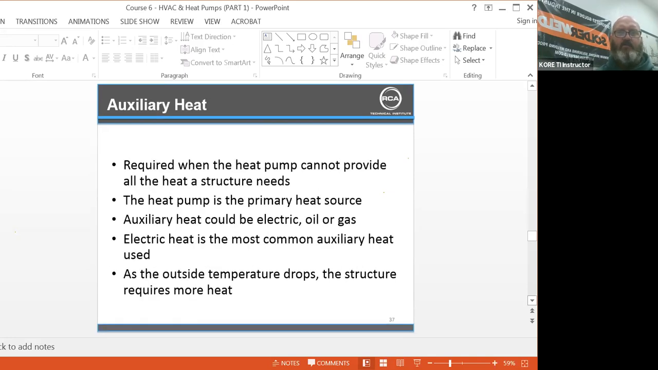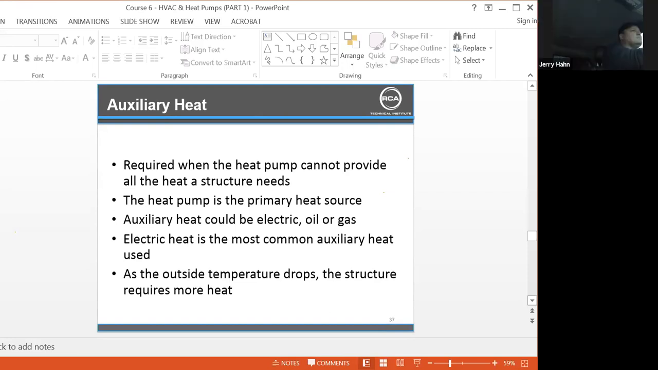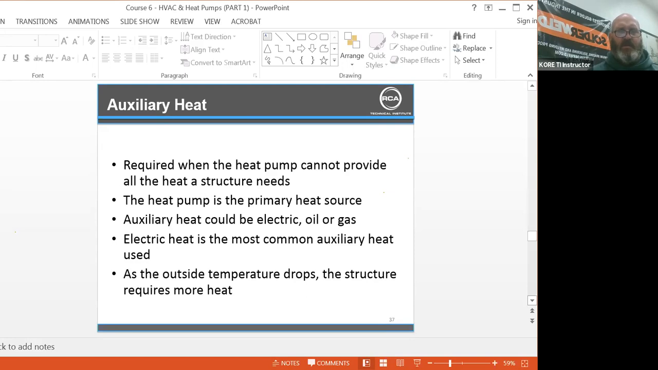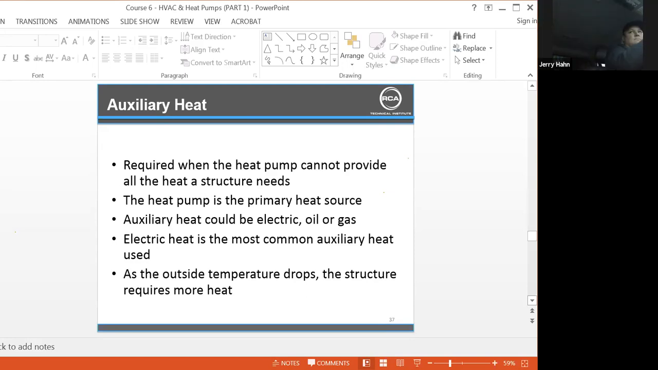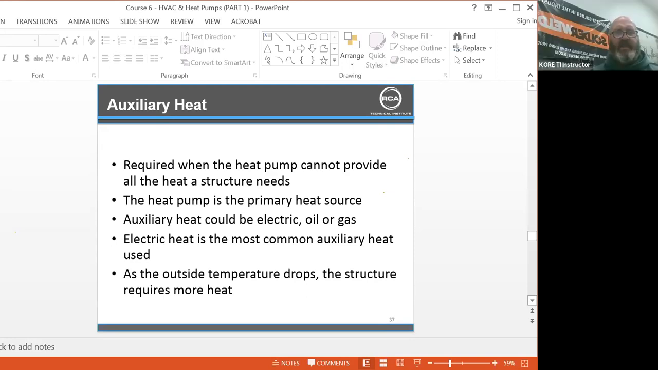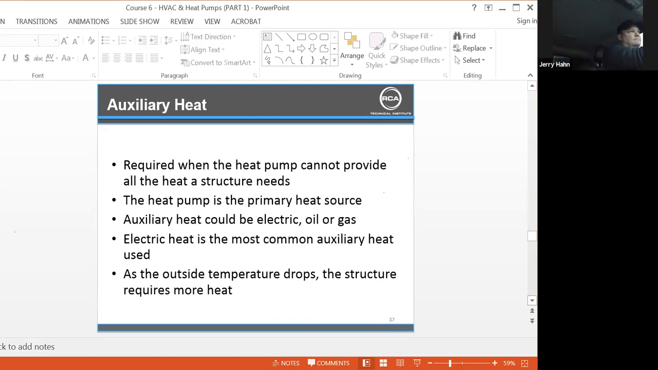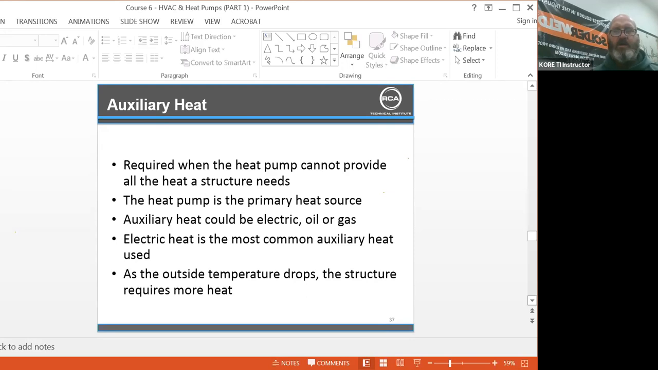Auxiliary heat is required when a heat pump cannot provide all the heat a structure needs. The heat pump is a primary heat source. Auxiliary heat could be electric, oil, or gas. Electric heat is the most common type, or strip heater. As the temperature outside drops, the structure requires more heat and will bring on the strip heater for auxiliary heat.